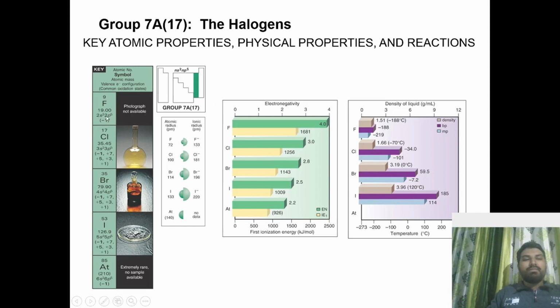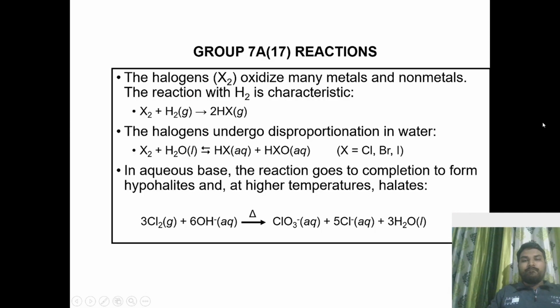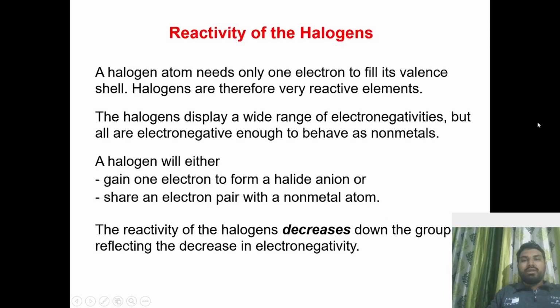These are the halogen family: fluorine, chlorine, bromine, iodine, astatine. Electronegativities and density: as we will see, the electronegativity of fluorine is greater over here. These are the reactions of halogens, or reactivity of halogens.